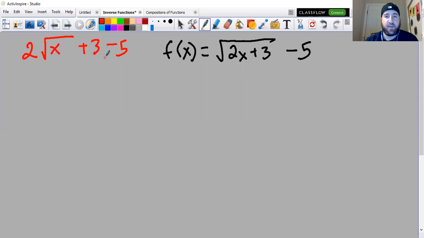So if you're doing order of operations without putting this in parentheses, this is what you would get. You would then do 3 minus 5, which is negative 2. So 2 times the square root of x, minus 2. Clearly not the same thing I got. Okay.